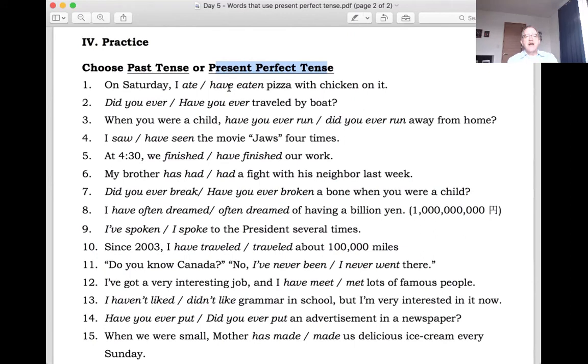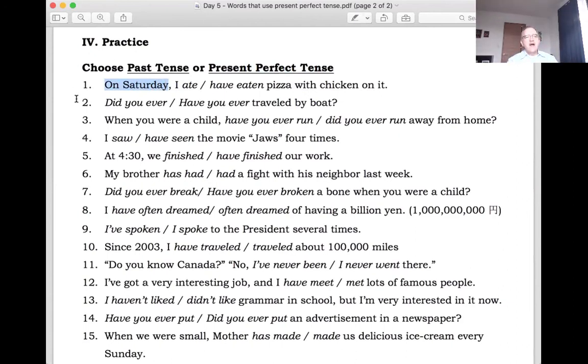On Saturday, I ate pizza with chicken on it. On Saturday, I have eaten pizza with chicken on it. The correct answer is "ate," because "on Saturday" is a finished time. And I'm telling, my mind goes back to that time.